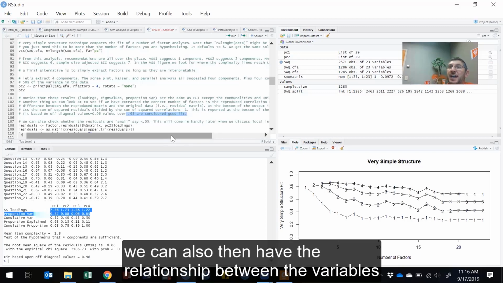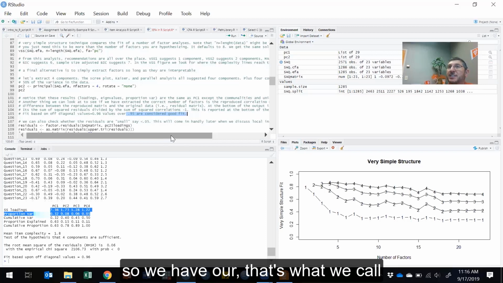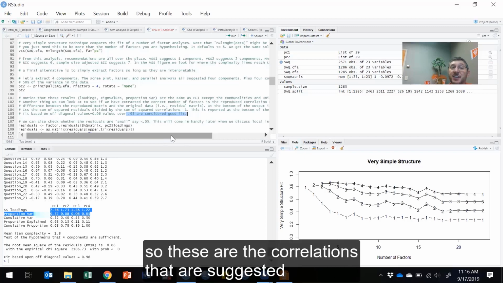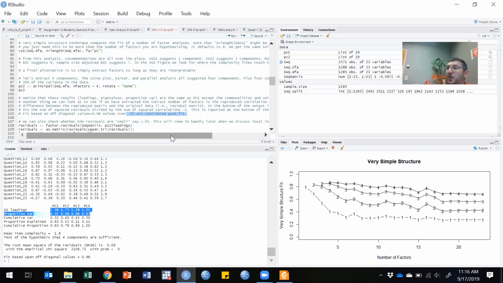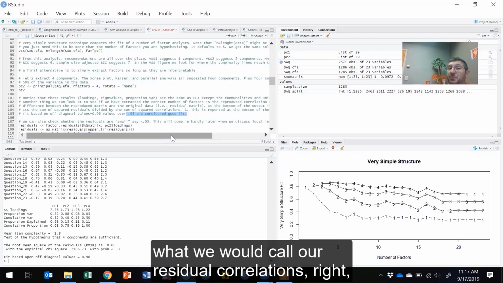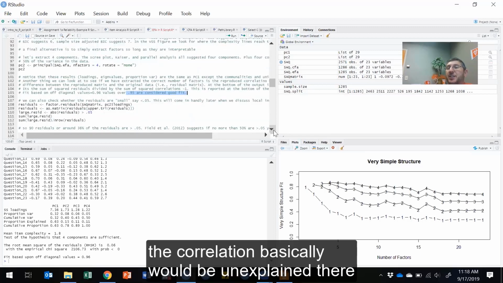We can also then have the relationship between the variables that is based off of these principal components. That's what we call our reproduced correlation matrix. So these are the correlations that are suggested or reproduced by the principal component analysis. We could subtract those two, and that would be what we call our residual correlations, right? Those would be basically the unexplained variance, right?